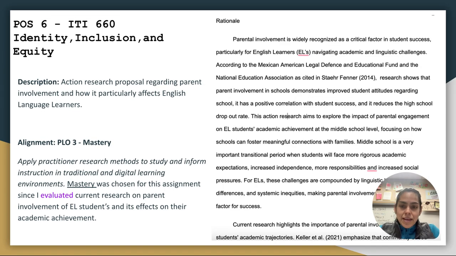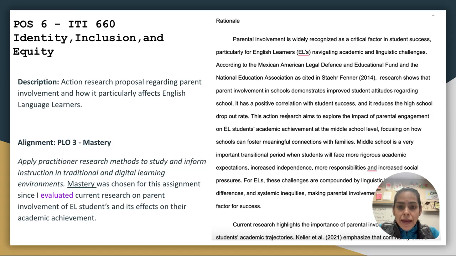Okay. In ITI 660, identity, inclusion, and equity, this was a different research proposal. This one was regarding parent involvement and how it particularly affects English language learners. I chose the alignment of PLO3 as mastery.